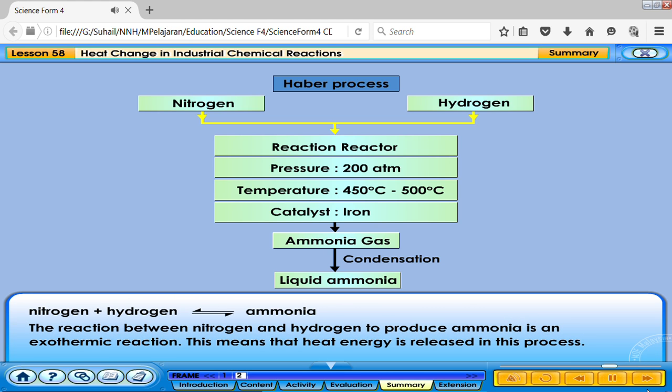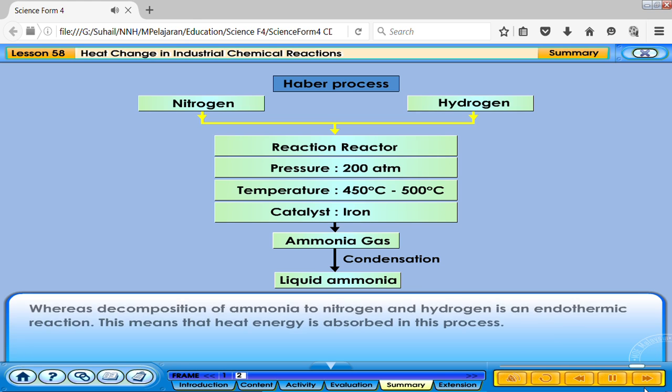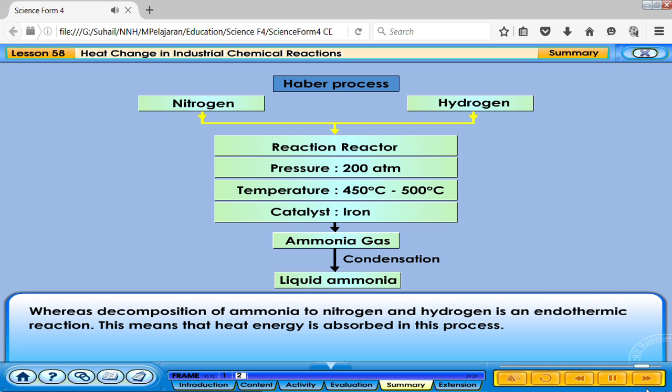The reaction between nitrogen and hydrogen to produce ammonia is an exothermic reaction. This means that heat energy is released in this process. Whereas, decomposition of ammonia to nitrogen and hydrogen is an endothermic reaction. This means that heat energy is absorbed in this process.